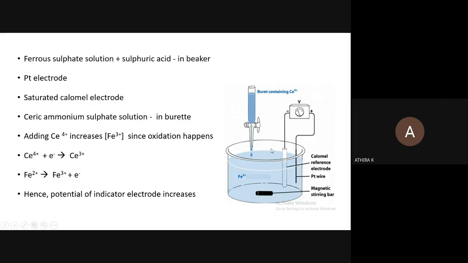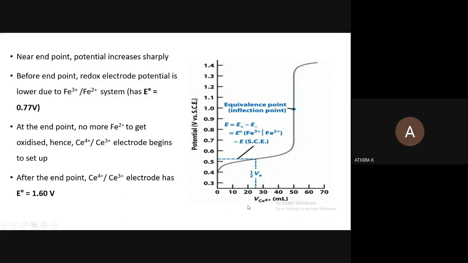And finally, we get the values of voltmeter corresponding to the volume of Ce4 plus. We will have two values, one for volume of Ce4 plus and its corresponding voltmeter reading. And we are plotting a graph, volume of cerium 4 plus versus potential at the calomel electrode. It will be like this. There will be a sigmoid curve.